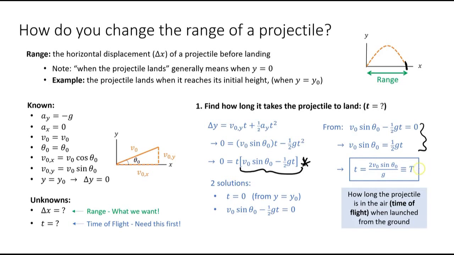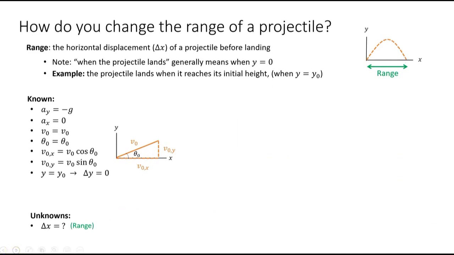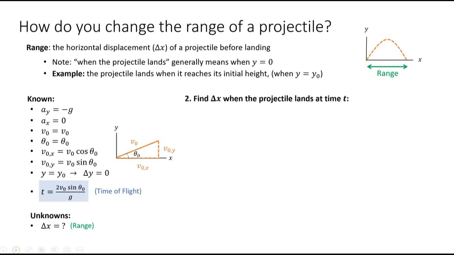Sometimes you'll see the time of flight referred to as capital T, so that's just the total time it takes for the projectile to land. All right, and I'll just remind you that this is for the specific case where the projectile is launched and lands at the same height. All right, so now we have our time of flight, so we know t, and we're going to be able to use that to find our range. So let's go ahead and think about finding the range, or in other words, the displacement of the projectile in the x direction. So how do I do that?